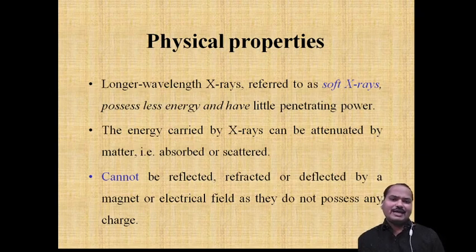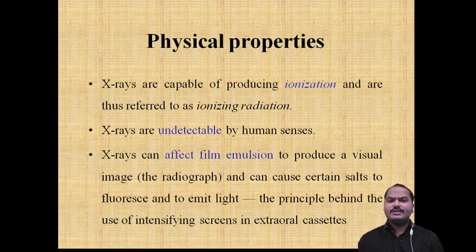The energy which is carried by the X-rays can be attenuated by matter. Attenuation means it can be absorbed or scattered or both. The X-rays cannot be reflected, refracted or deflected by a magnet or electrical field, as they do not possess any charge. These X-rays are capable of producing ionization, which is again very important in the field of dentistry or medicine. Thus they are called ionizing radiations.